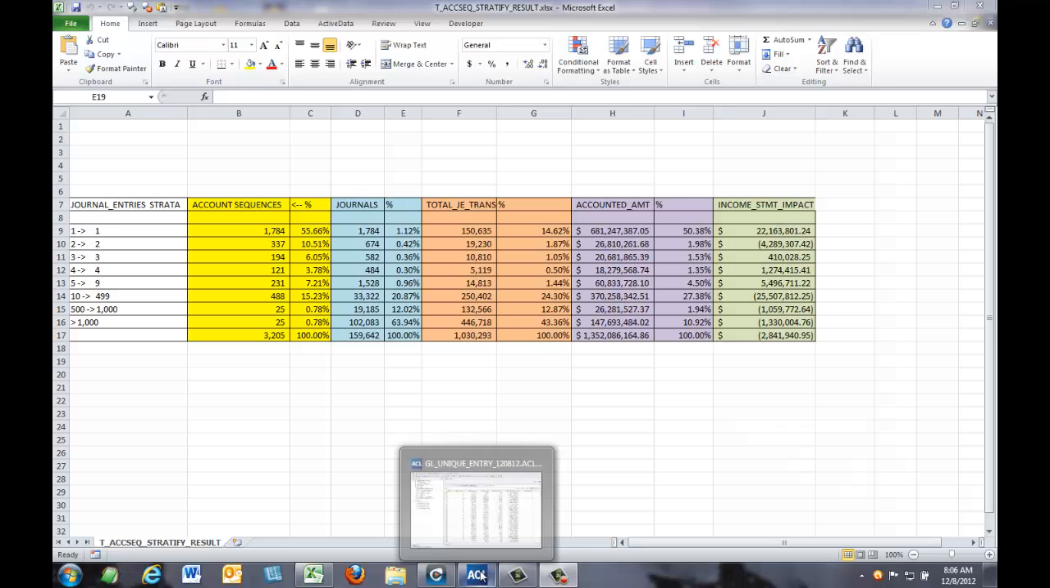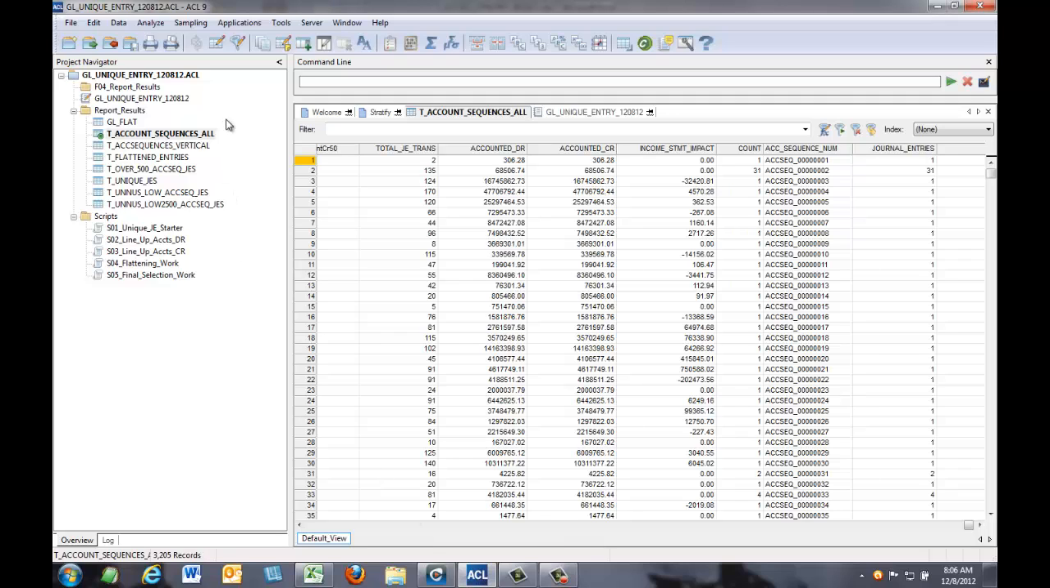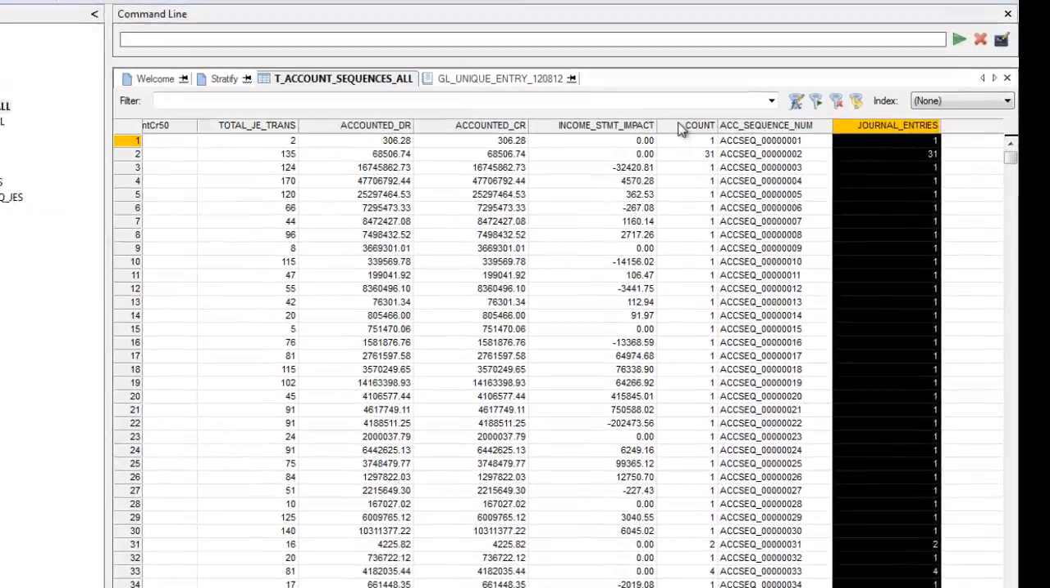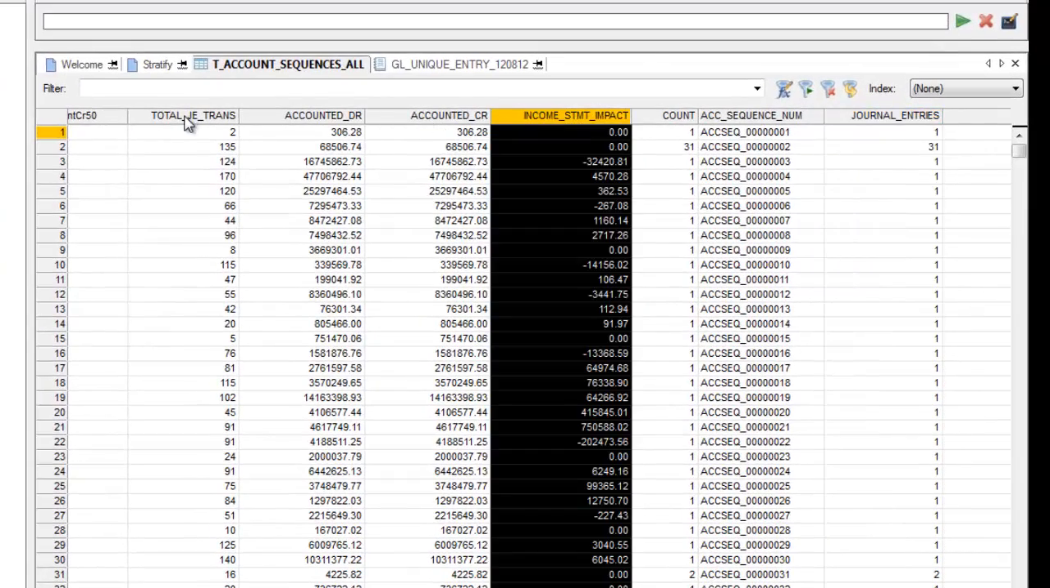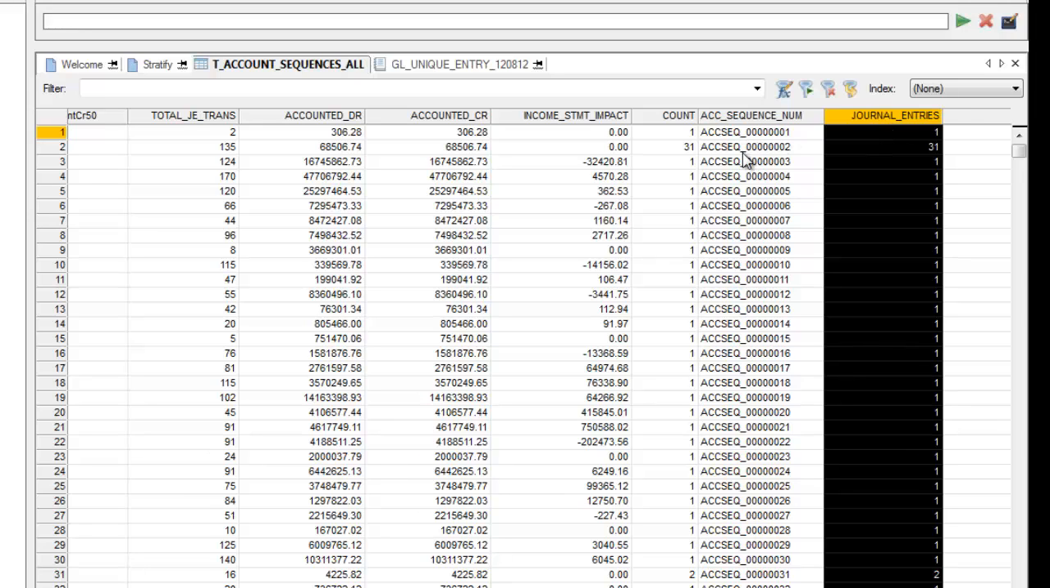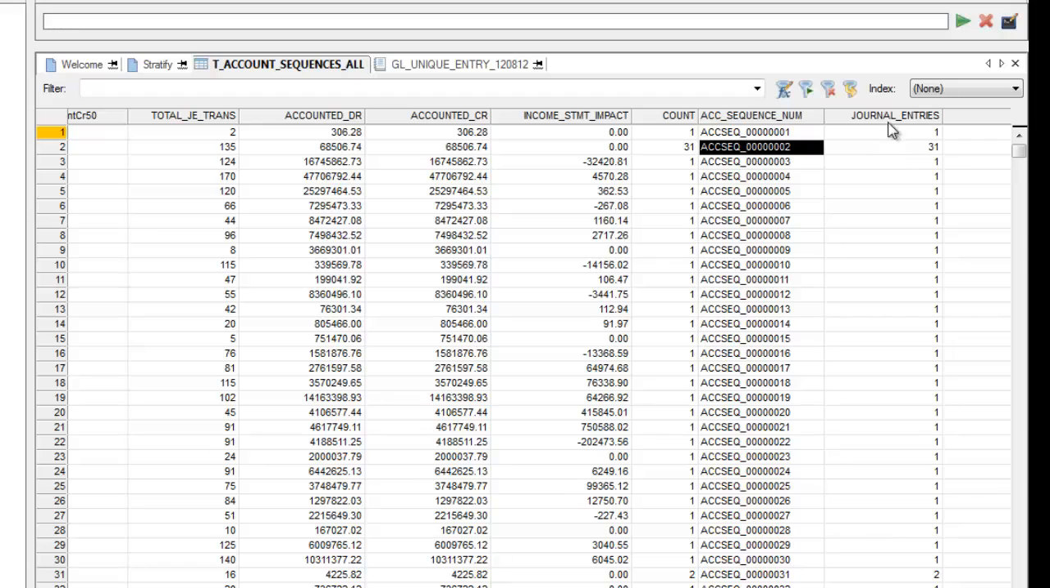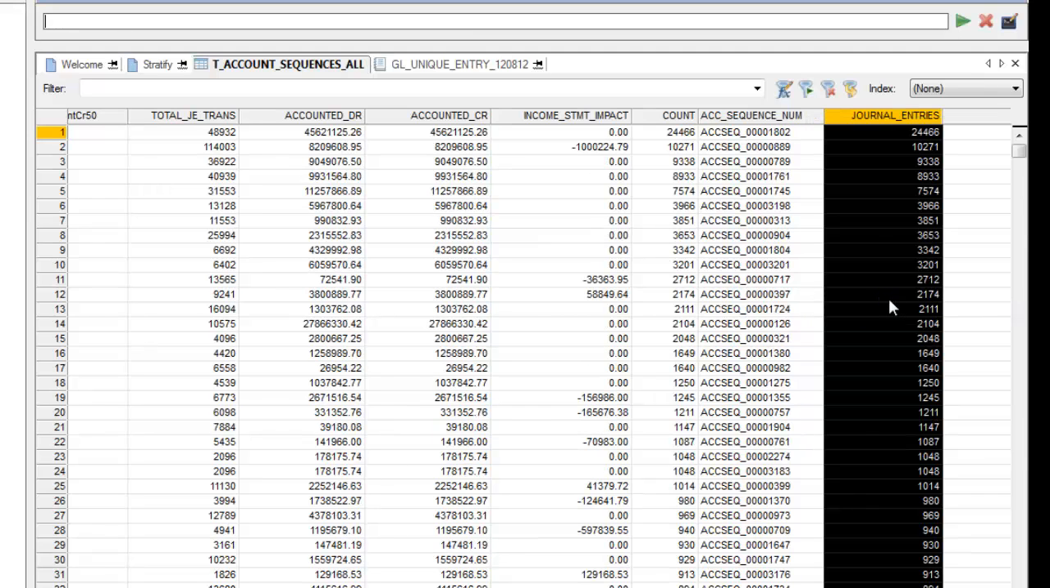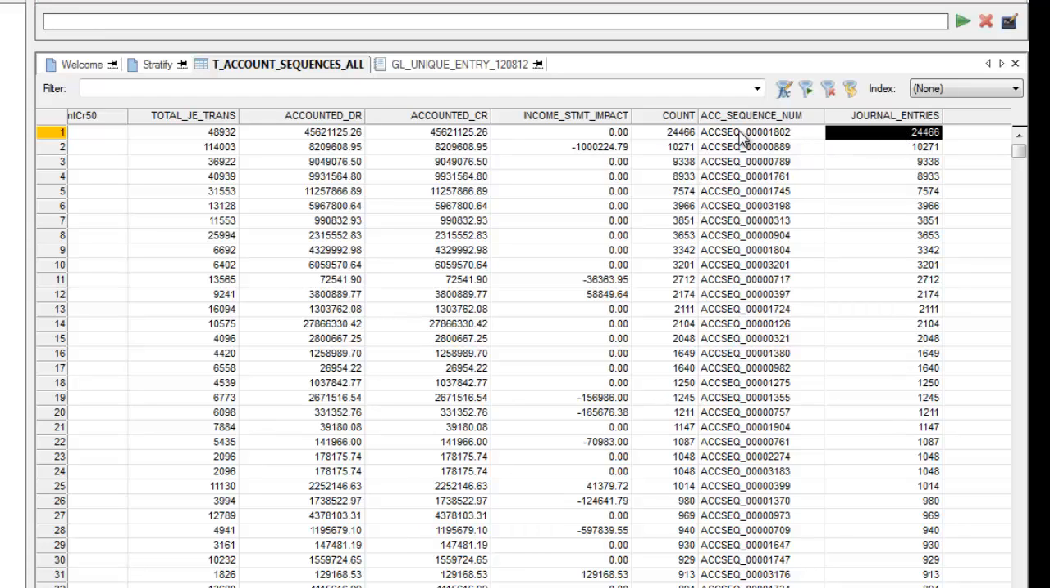So in order to pull that sample, you're going to go into ACL, take a look at the account sequences all table, which is going to tell you which account sequences has that many journal entries, that much income statement effect, that many transactions. So this would be the million transactions here. This would be the actual number of journal entries that relate to that account sequence. So these are the ones that, this first one being a unique journal entry. This account sequence does not show up ever again. And then this one here, where there's 24,000 of this account sequence, 1802.